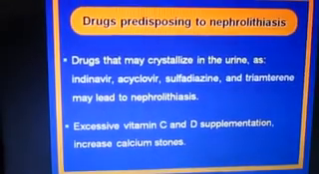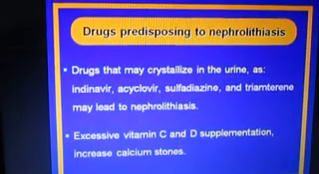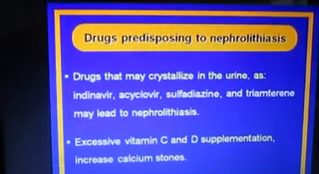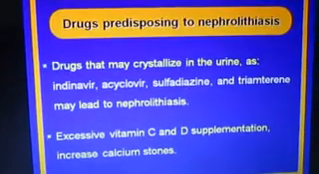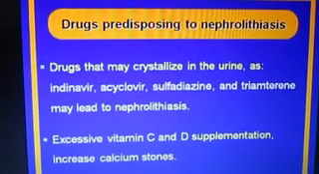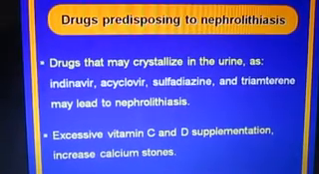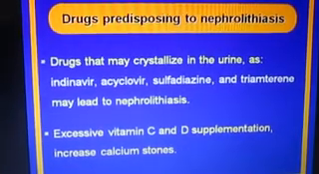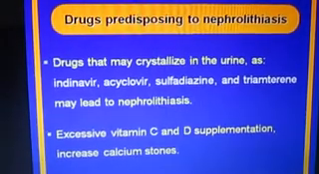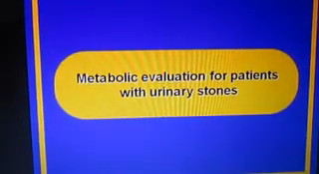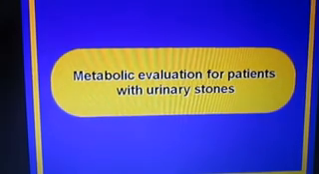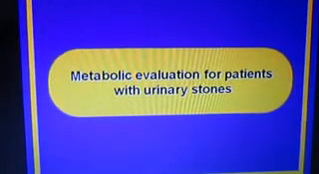Drugs predisposing to nephrolithiasis: drugs that may crystallize in urine, such as indinavir, acyclovir, sulfadiazine, and triamterene may lead to nephrolithiasis. Excessive vitamin C and D supplementation increases calcium stones, mainly calcium oxalates. Metabolic evaluation for patients with urinary stones.